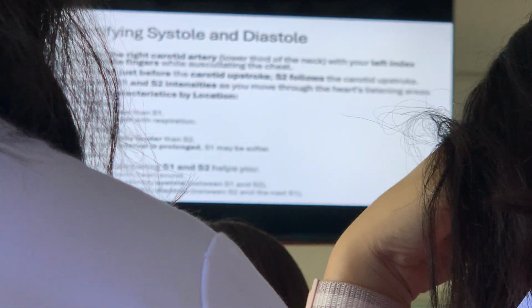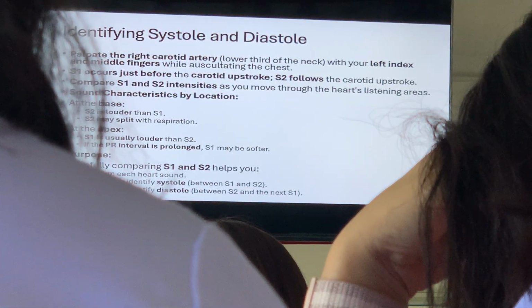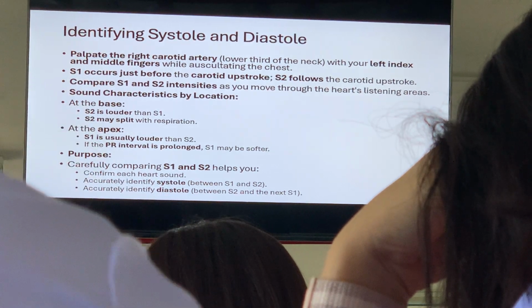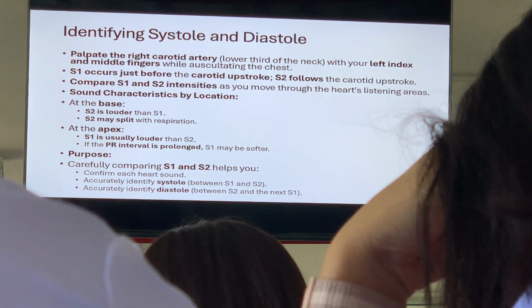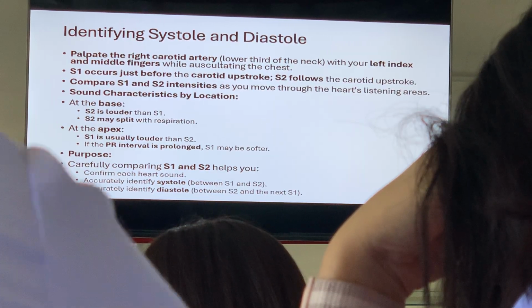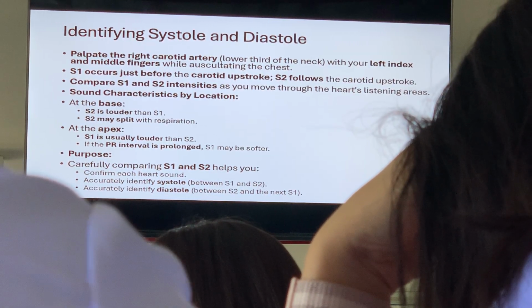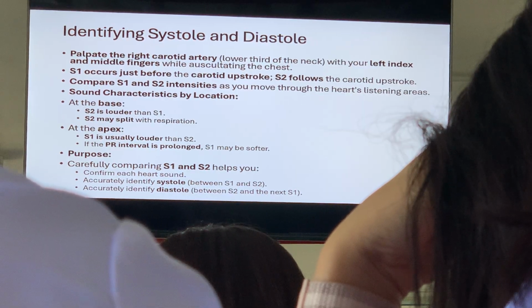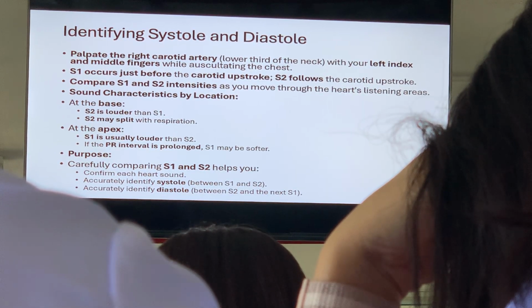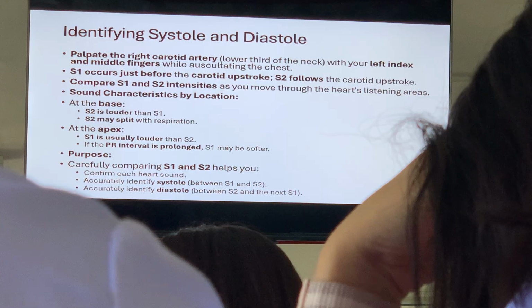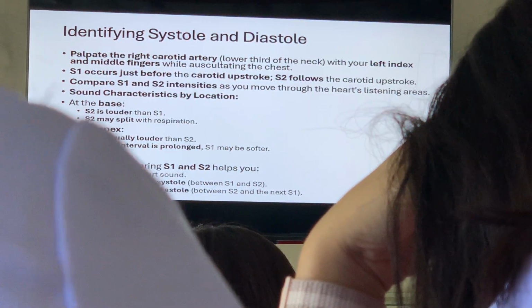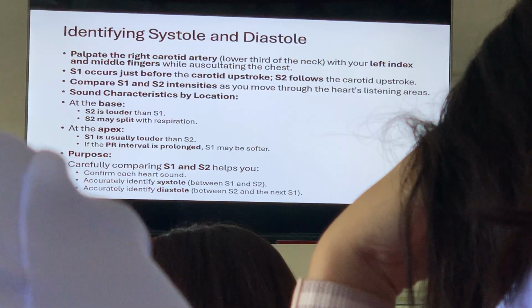most patients have murmurs, so there are varied sounds before the dub. Sometimes you cannot even hear the dub. So the technique there is you feel for the carotid pulse and listen. If you hear a heart sound that coincides with the upstroke of your carotid pulse, most likely that's S1. So S1, again, occurs just before the carotid upstroke. S2 follows the carotid upstroke.